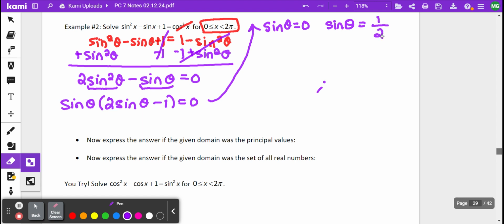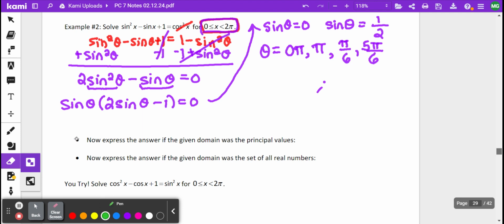So that one keeps coming up, right? But recall, we have to give our answers in terms of radians. So where is the sine of theta 0? Well, it's at 0 pi, and it's also at pi. Where is the sine of theta at 1/2? Now, I know we just did it in terms of degrees, and it was 30 degrees. But in terms of radians, hopefully you remember that that is pi over 6. And 150 degrees is 5 pi over 6. Okay, so that gave us basically the whole unit circle right here.